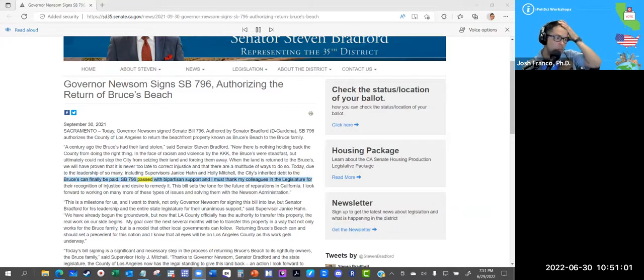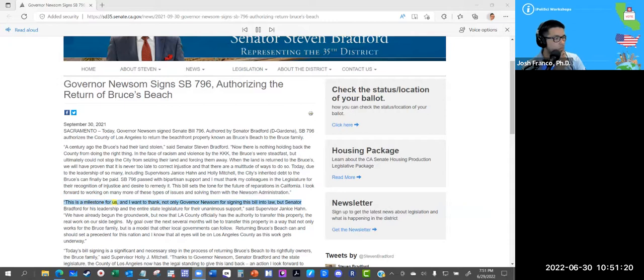SB 796 passed with bipartisan support, and I must thank my colleagues in the legislature for their recognition of injustice and desire to remedy it. This bill sets the tone for the future of reparations in California. I look forward to working on many more of these types of issues and solving them with the Newsom administration.